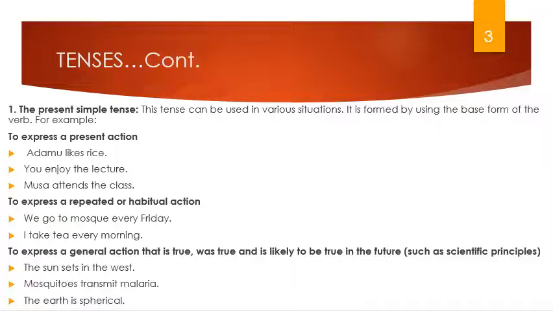It also expresses a repeated or habitual action. That is, any action that is taking place habitually, daily, is indicated by the use of simple present tense. For instance, we go to mosque every day. I pray every day. I take tea every morning. All these are actions that are taking place habitually, so it is expressed by using simple present tense.